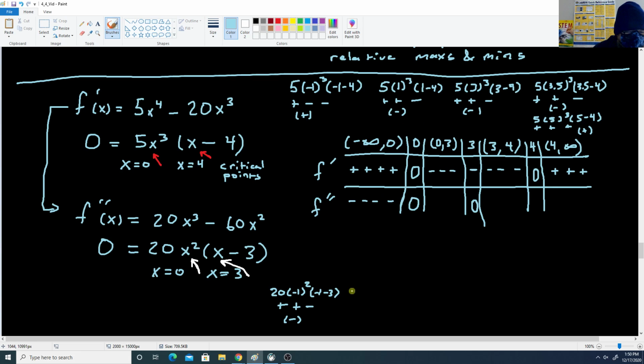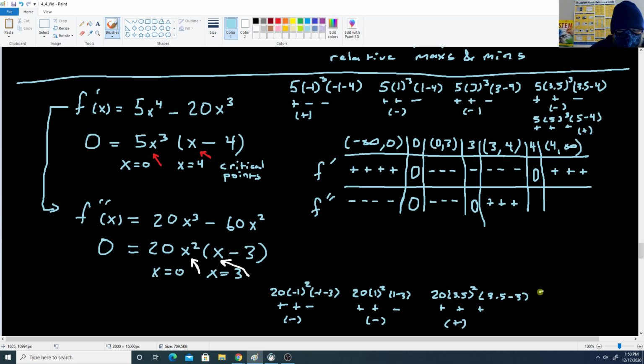From 0 to 3, we'll take a look at 1. We'll have 20 times 1 squared times 1 minus 3. 20 is positive. 1 squared is positive. 1 minus 3 is negative. And so we get that we're negative overall there. From 3 up to 4, I guess we'll use 3.5. So 20 times 3.5 squared times 3.5 minus 3. 20 is positive, 3.5 squared is positive, 3.5 minus 3 is positive. They're all positive, so we are positive right there.